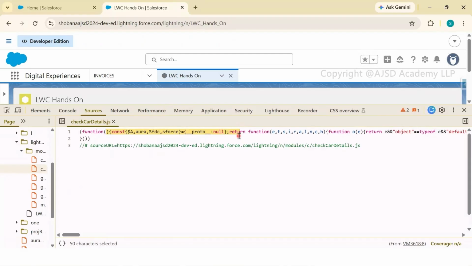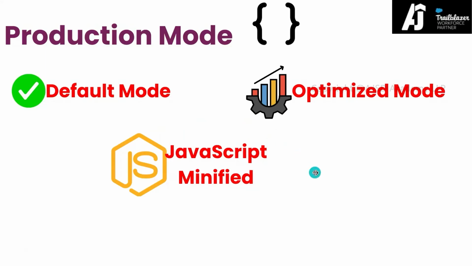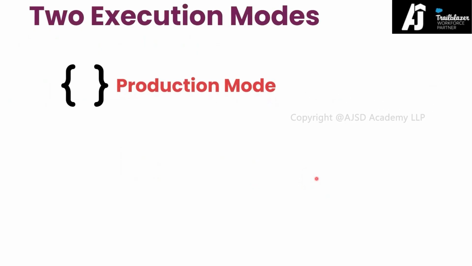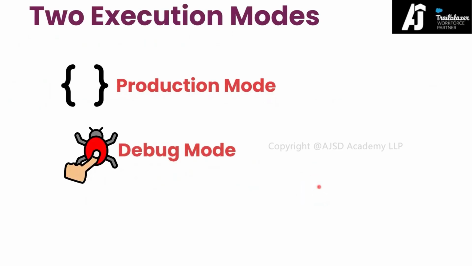That is where we have another mode, which is called debug mode. So in Salesforce we have two execution modes. The first one, which we have seen just before, is production mode, which is a minified version of your entire code. The second mode is debug mode. This is actually the developer friendly mode because you will be seeing your original code in your browser. You can just debug your code.